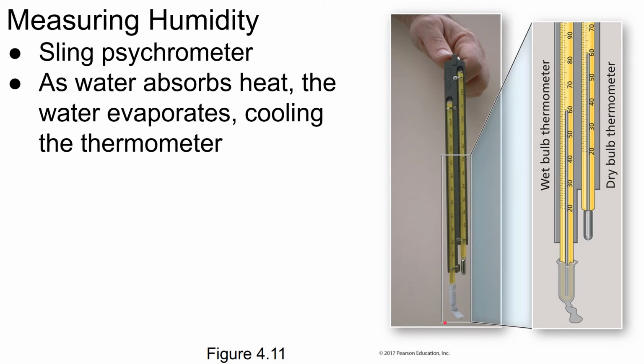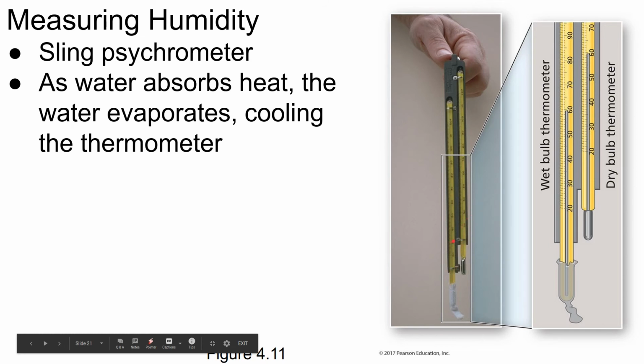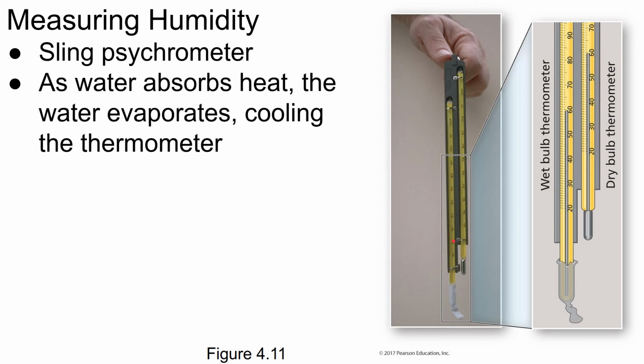So you spin it around and then you compare the two temperatures. If there's a big difference, it means that there was lots of evaporation, so there was lots of energy to evaporate water, so the relative humidity is low. If there's a big difference in temperature between the wet bulb and the dry bulb, that means that there was lots of evaporation, so the relative humidity is very low.